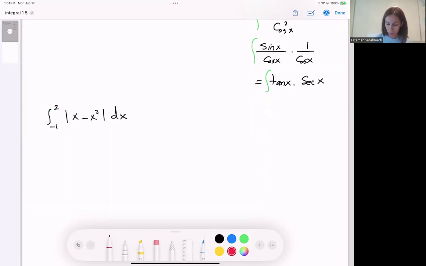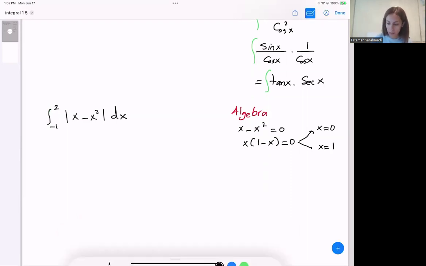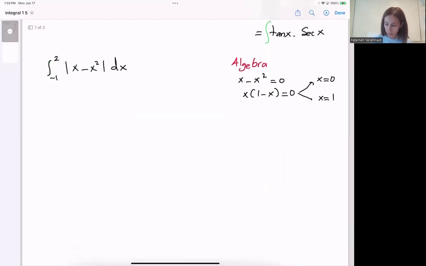From algebra, remember that if you have x minus x squared, this is basically a polynomial of degree 2, which is a quadratic. If you set it equal to 0 and factor out x, you get 1 minus x equal to 0. It means that this polynomial passes through x-axis at 0 and 1. You can also visualize this. So move it up a little bit.